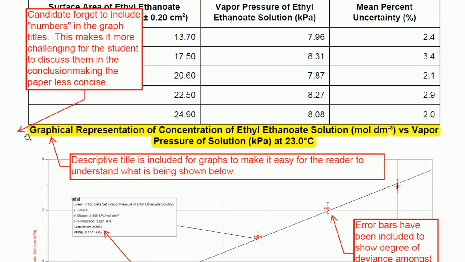This kind of numbering system makes the conclusion section more concise as links are made from the graph to the experimental variables. Because a number is not included, the candidate will now have to include more of the title in the conclusion and evaluation section, which will add to the page limit and also make the paper less concise than it could be. This will be reflected in their communication score for their internal assessment.